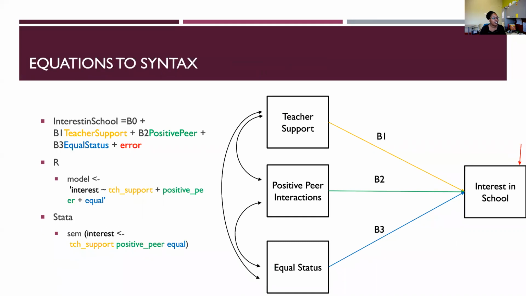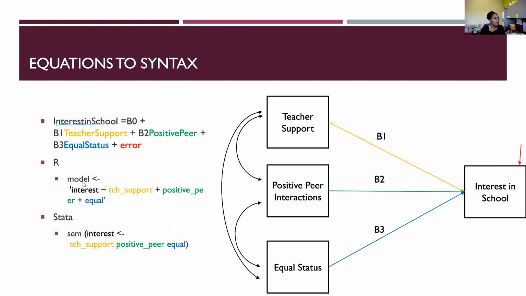All right, so now let's show how this model gets translated into syntax. Fortunately, it's relatively simple. You just have to remember that R and Stata are going to have slightly different ways of representing, sort of, what the equal sign is, I guess you could say. So remember, our regression equation is interest in school being predicted by these three variables.